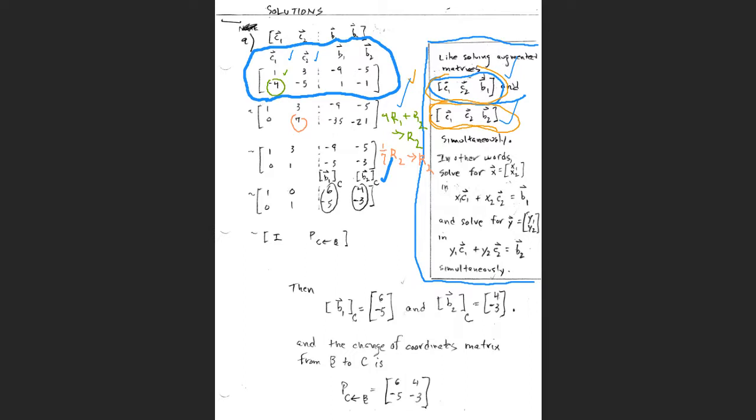And then finally, I don't want the 3 here. So I'm going to take the 1 as a pivot there, take -3 times row 2, add it to row 1, and replace row 1 by the result.